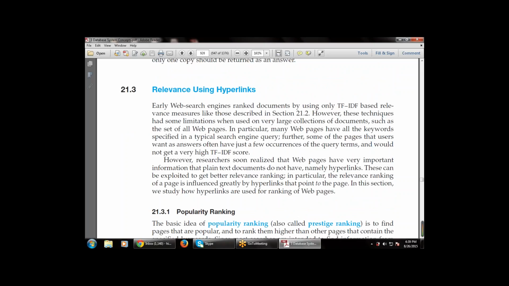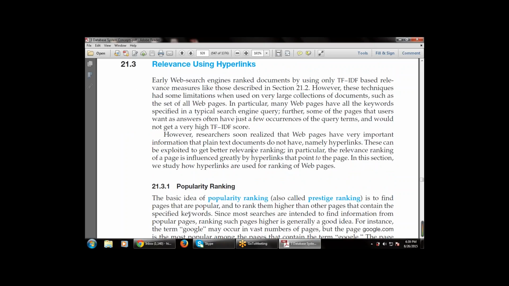The next is the popularity ranking. The popularity ranking, also known as the prestige ranking, is used to find the pages that are popular. The basic idea of the popularity ranking is to define the popular pages and rank them higher than the other pages that contain the specified keyword, whatever the specified keyword is.